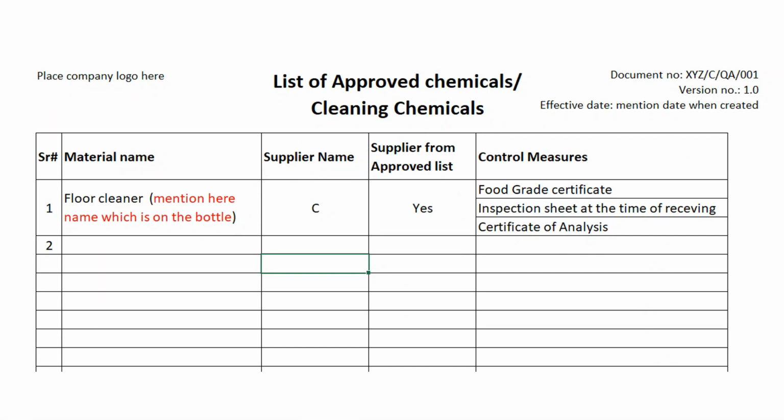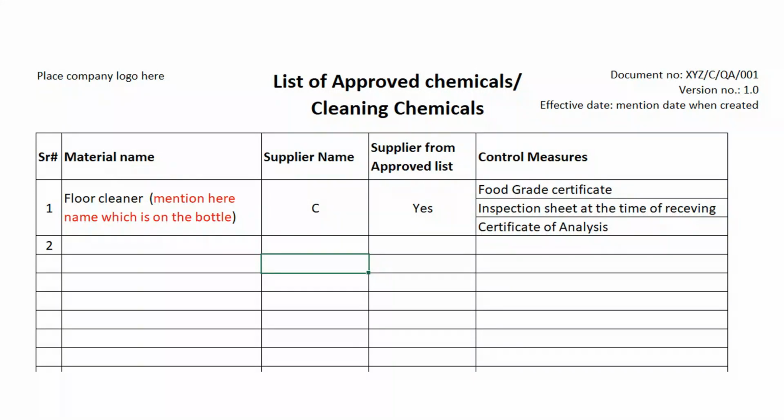Remember, this is very crucial, because sometimes we randomly use some chemicals in our facility, especially for pest control activities, and we usually forget to mention them in the approved chemical list, so it will be a non-conformance if identified by the auditor. In the columns, mention material name, then supplier full name, then mention if it's from the approved supplier list as yes or no, and in the last you need to mention control measures.